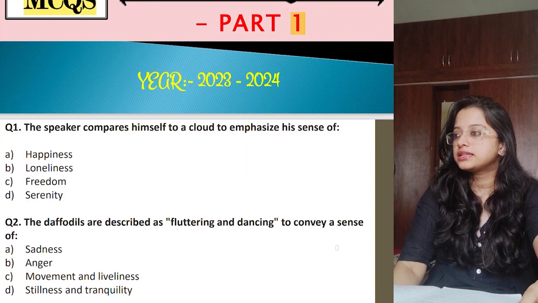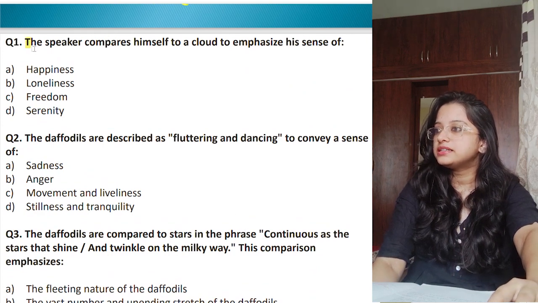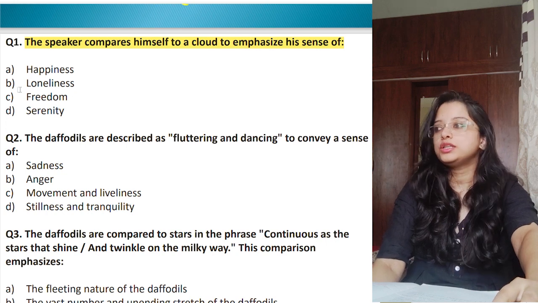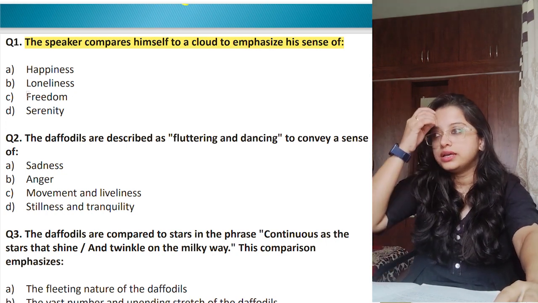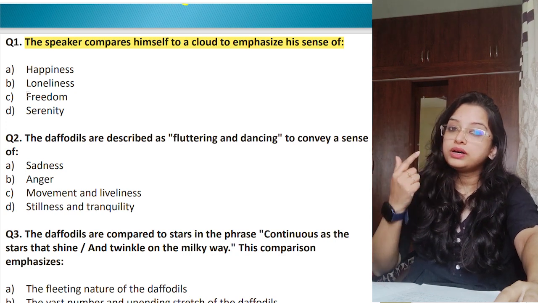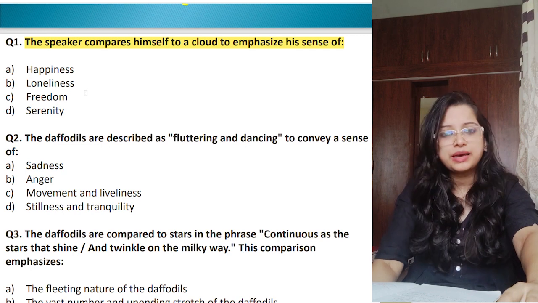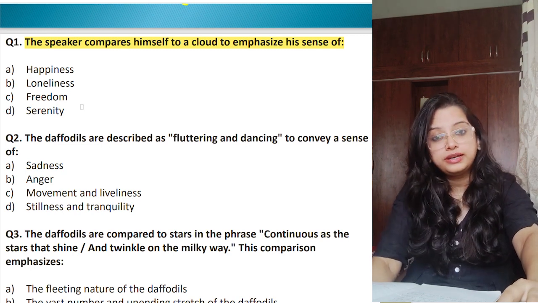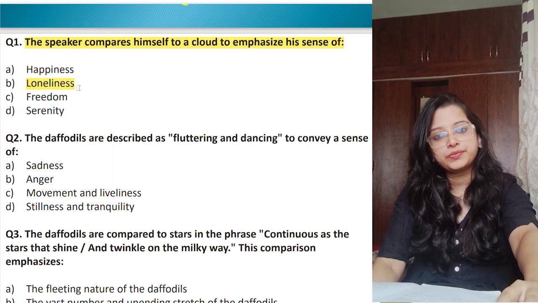First let us discuss the MCQs. The speaker compares himself to a cloud to emphasize his sense of what? Happiness, loneliness, freedom or serenity. First understand the question: the speaker compares himself to a cloud. He's not talking about the daffodils, he's talking about the cloud. Is it happy? No. I wandered lonely as a cloud. So loneliness is your answer.